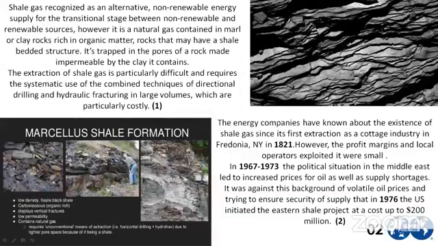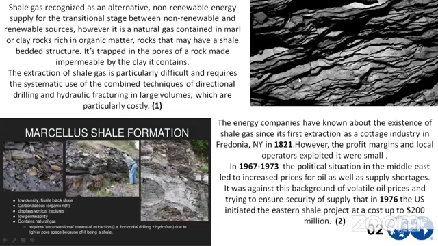So shale gas is recognized as an alternative new energy supply for the transitional stage between non-renewable and renewable resources. It is a natural gas contained in mud or clay rocks rich in organic matter, rocks that may have a shale structure. The extraction of shale gas is particularly difficult and requires systematic use of the combined techniques of directional drilling and hydraulic fracturing in large volumes, which are particularly costly.